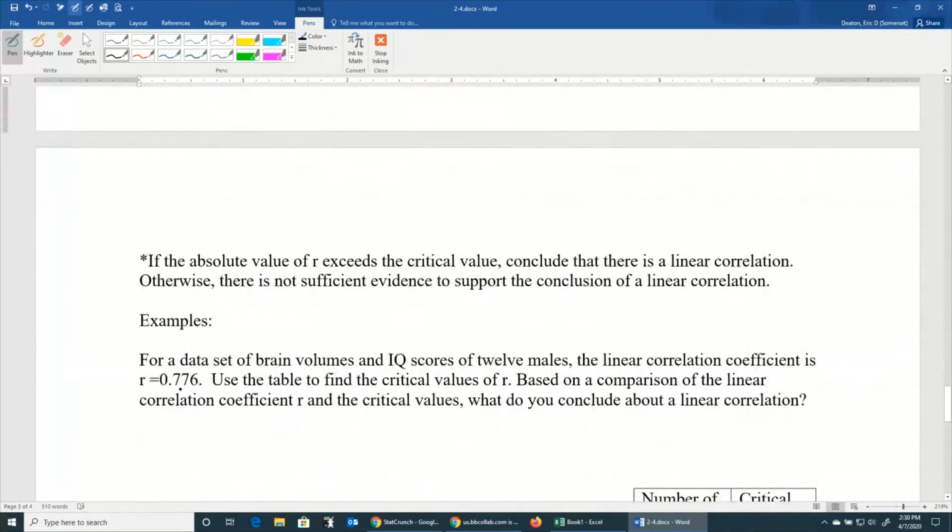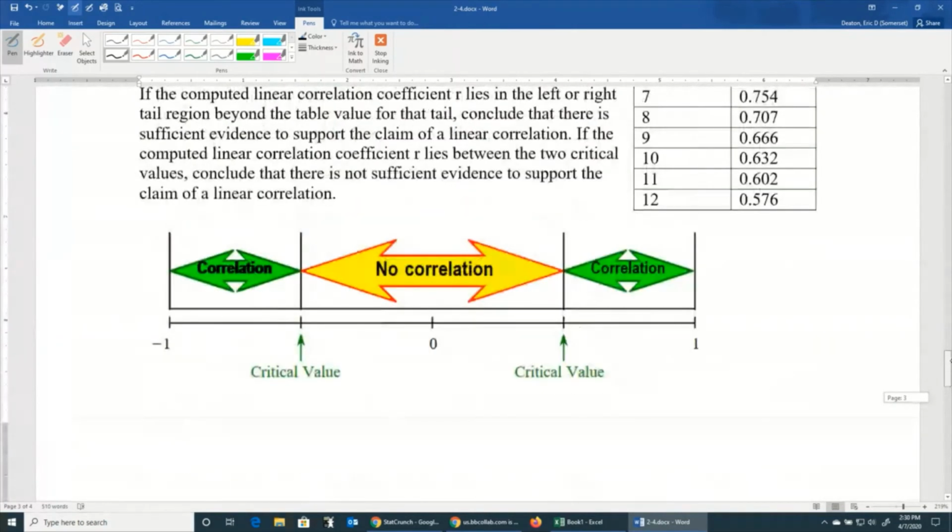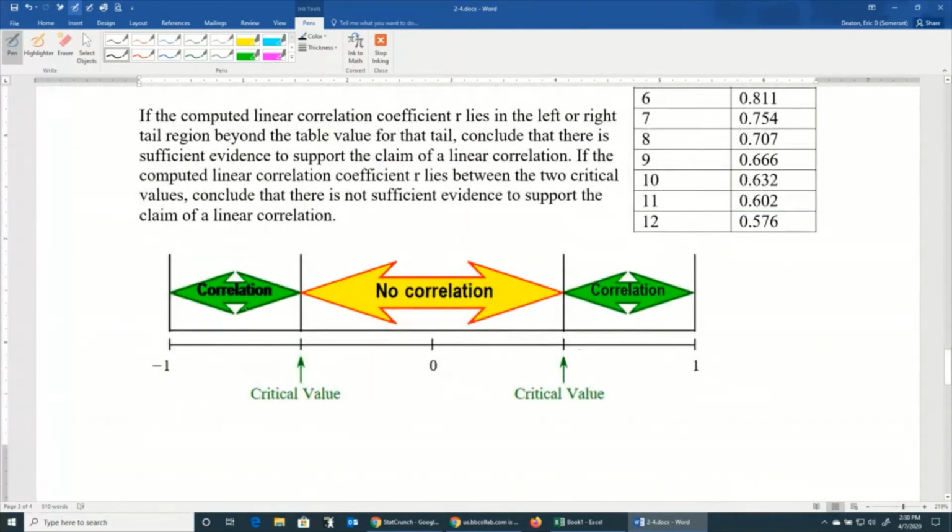Linear correlation that comes from actual data. And what we're going to do is see if it's in this region or in this region. If it's in the extreme, in other words, if it's greater than the critical value or less than the negative of the critical value, then there is a correlation. If it's in between, there is no correlation. So we're using these.